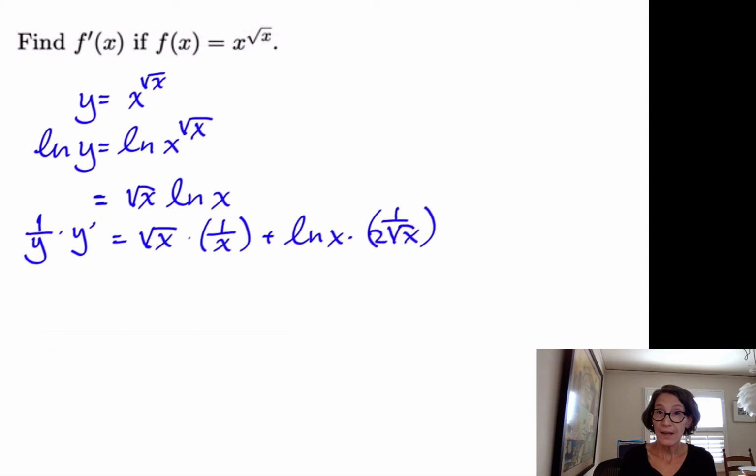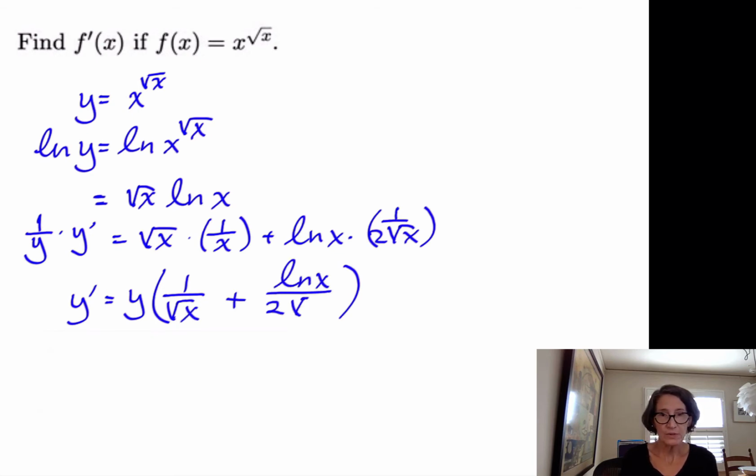All right, now we want to solve this equation for y prime, so multiplying both sides by y, I get y prime on the left. On the right, I get y times all this stuff, and I'm going to simplify it a little bit. So square root of x divided by x is 1 over the square root of x. And then I have plus natural log of x over 2 times the square root of x.